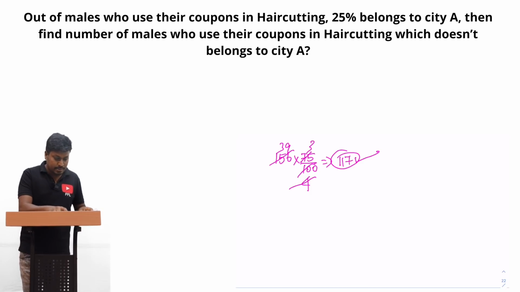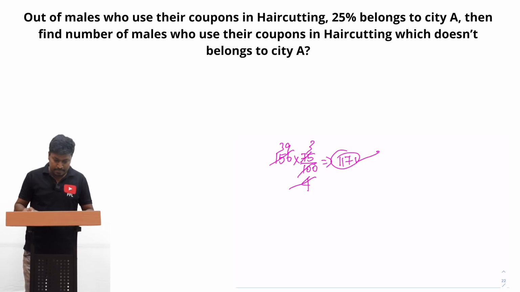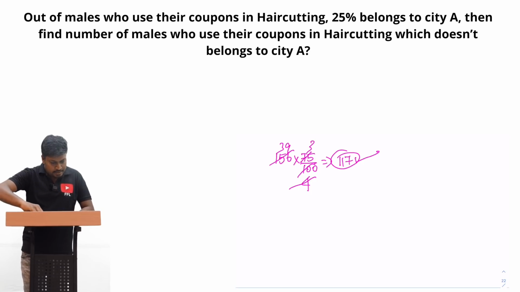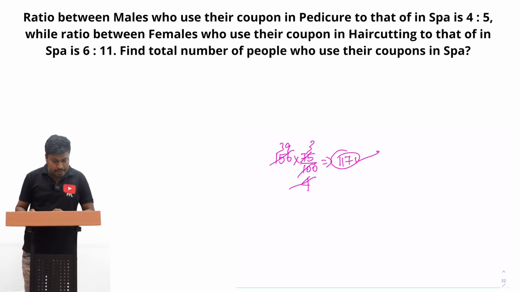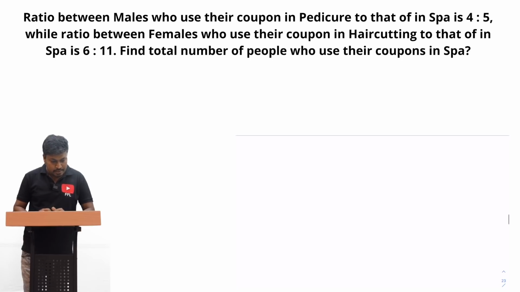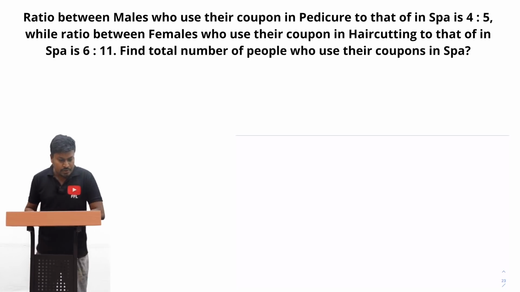Yes, another question is also there. So what is the next question? Find the ratio of males who use the pedicure to that of spa is 4:5. What they are saying is the ratio of males who use their coupon in pedicure to that of spa, right?